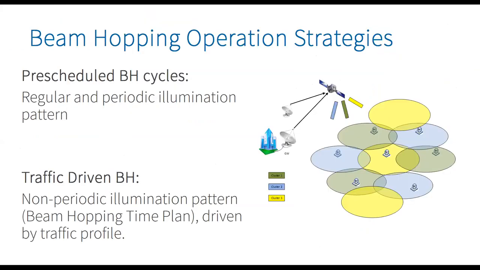Now, from the operation strategy and the use of the system, we can look at the design from two different aspects. One is the fact that from the gateway towards the satellite, it is quite possible that we are thinking of supporting multiple gateways communicating to this satellite. And from the satellite towards the end users, there would be different ways to implement the beam hopping system.